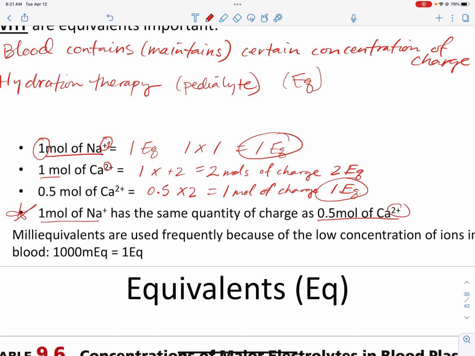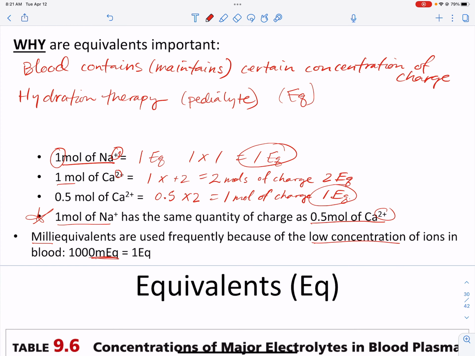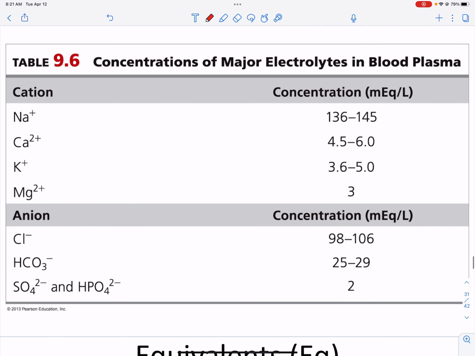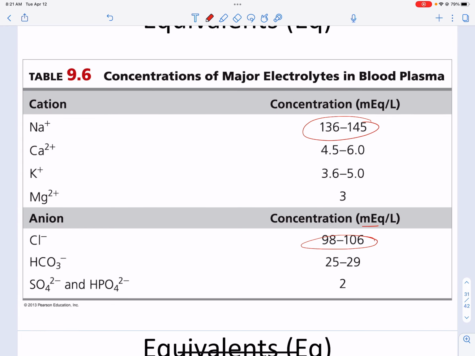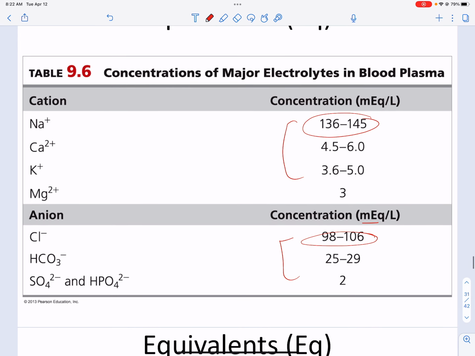All right. There's also such a thing as a milli-equivalent, which is abbreviated as MEQ. These are used frequently because of low concentrations of ions in the blood. So that's what this table shows you down here. It probably doesn't surprise you that sodium and chloride are present in the blood in larger amounts. We need sodium and chloride for lots of things. But a lot of these other ions are present in lesser amounts, and these are all measured in milliequivalents per liter. I'm not going to ask you to memorize any of these numbers off this table. I'm just using it as an example to show you some things.